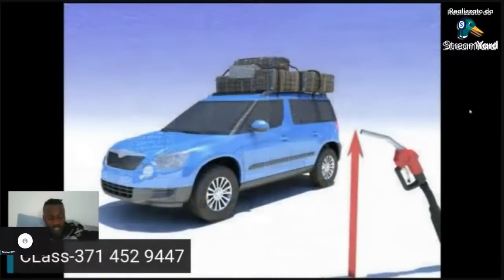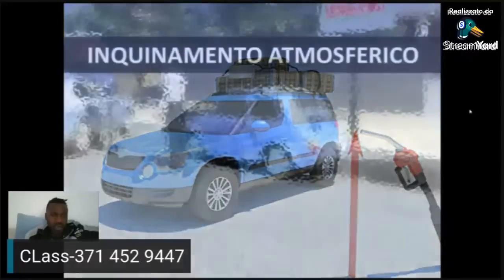When there is luggage on top of our vehicle, what does it do? It increases the weight of the vehicle, and by increasing the weight of the vehicle, it also affects the aerodynamics. In this manner, we increase the consumption of the fuel because of the extra weight on top of the vehicle.